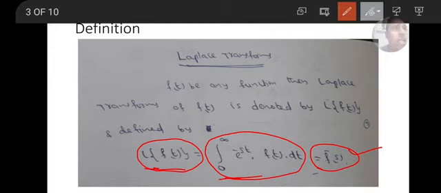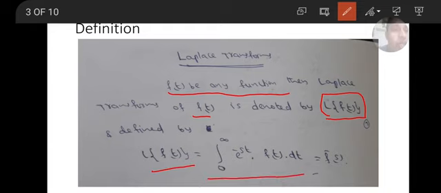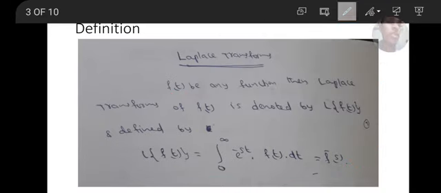So once again I will repeat the definition. Let f of t be any function, then the Laplace transform of f of t is denoted by L of f of t, and it is defined by L of f of t equal to integration 0 to infinity e to the power of minus s t f of t dt, that is equal to f bar s. It is a function of s. It is the Laplace transform of a function.